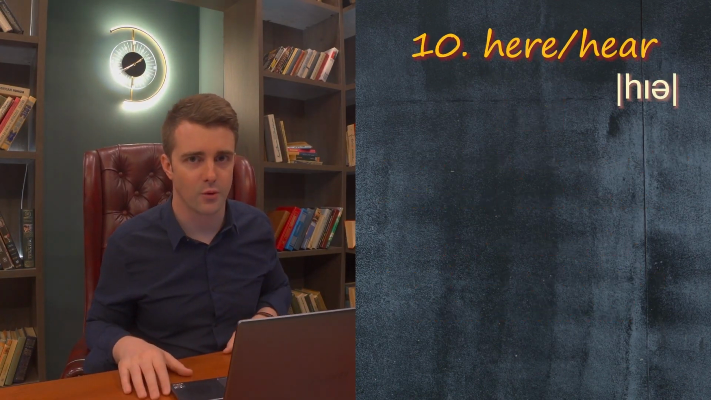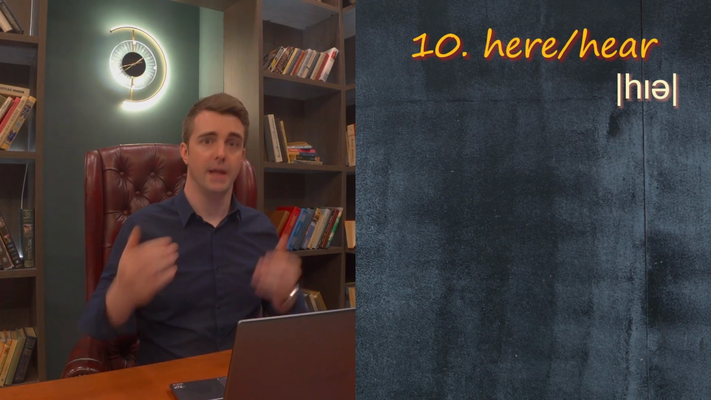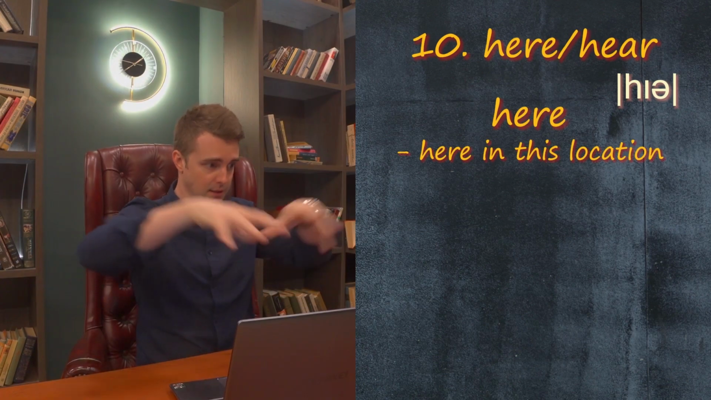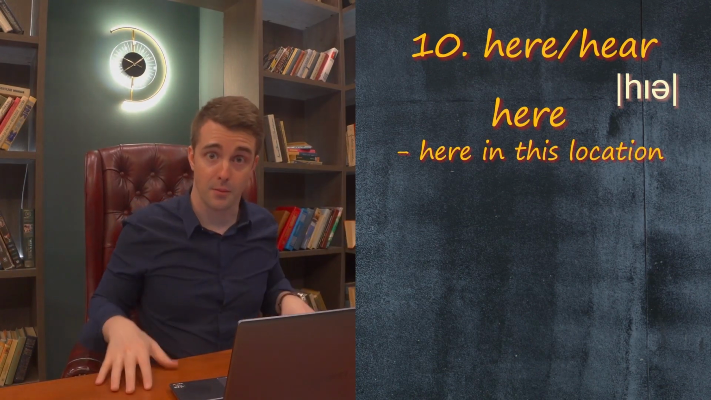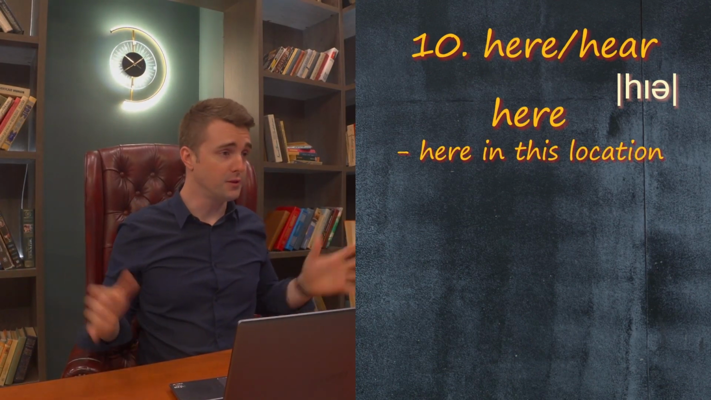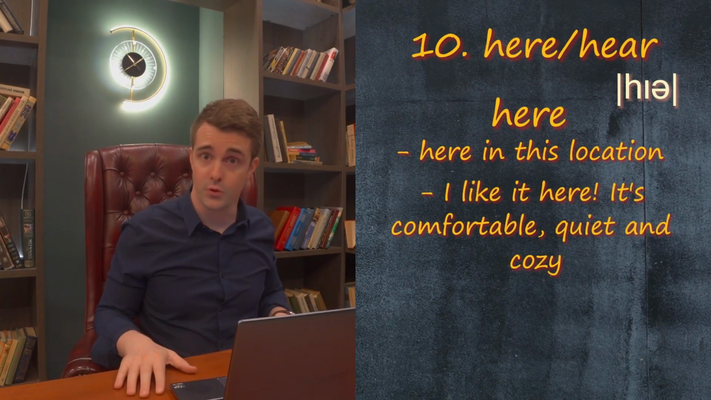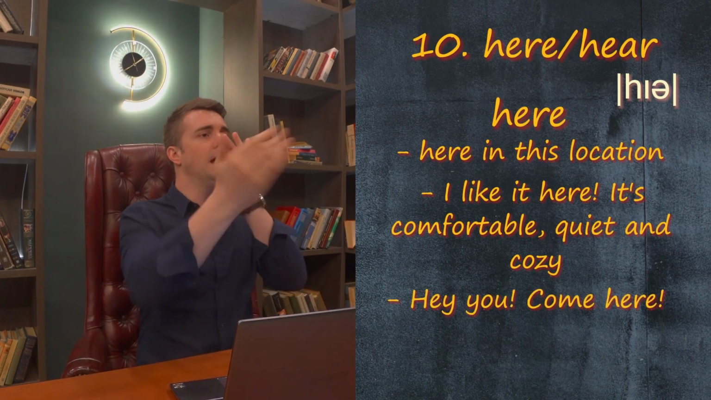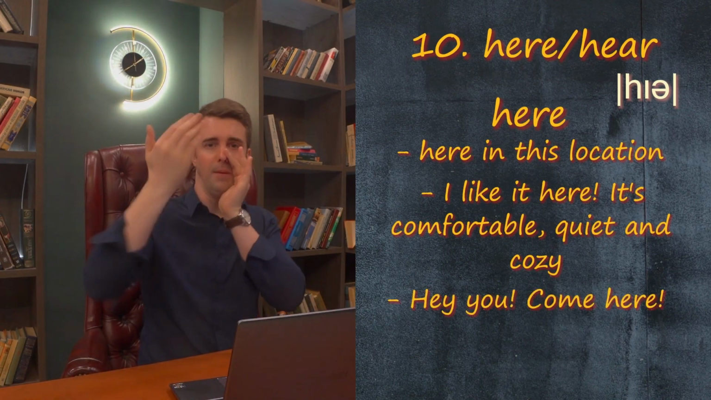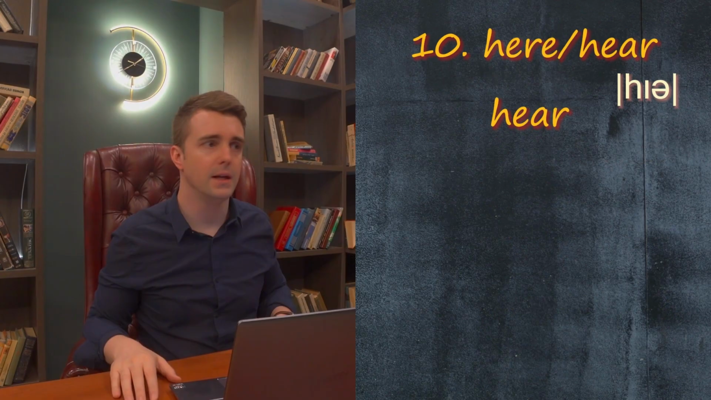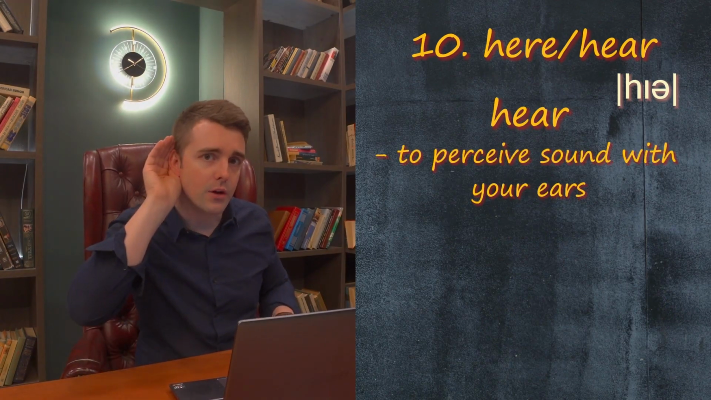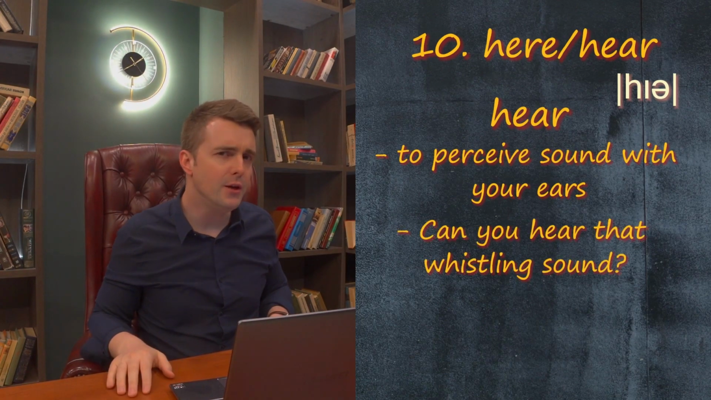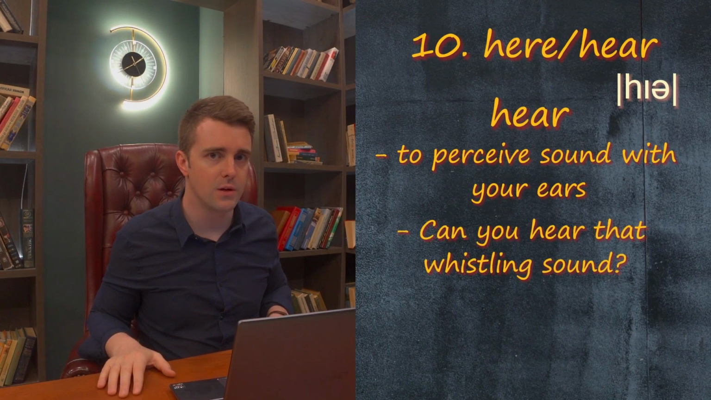And then we'll look at the words here and hear. Well, here is here in this location. For example, I like it here. It's comfortable, quiet, and cozy. Or you could shout at somebody, "Come here! Hey you! Come here!" But hear is to perceive sound with your ears. So for example, can you hear that whistling sound?